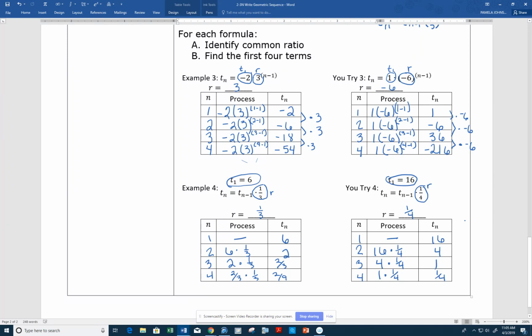All right, guys, that's the end of your notes for geometric sequences. If you have questions, you can text me through my Remind. And you have your assignment where you are writing geometric sequences and finding different terms within those sequences.